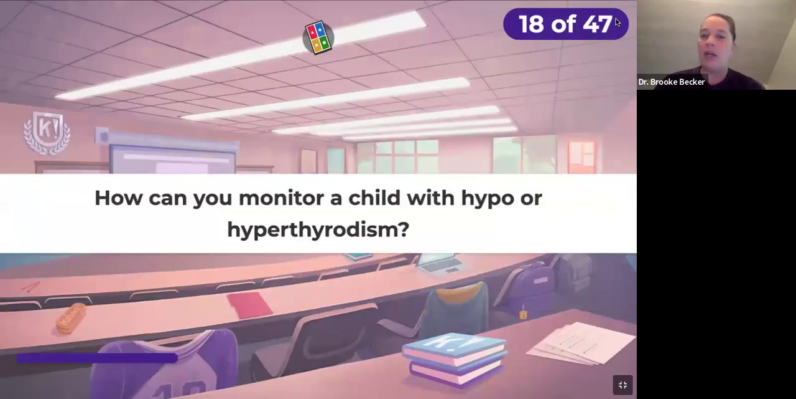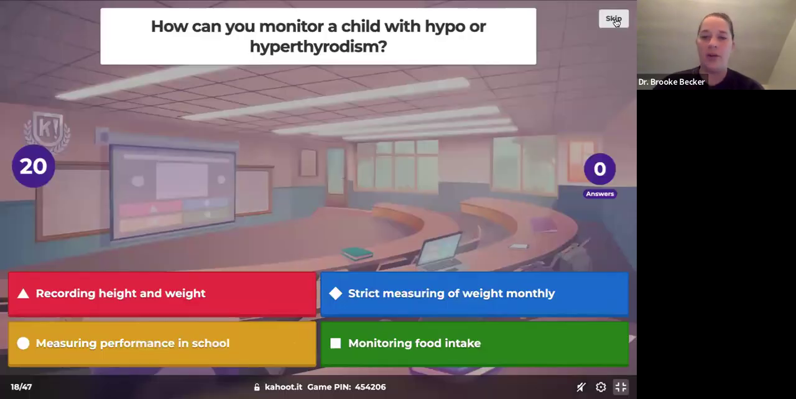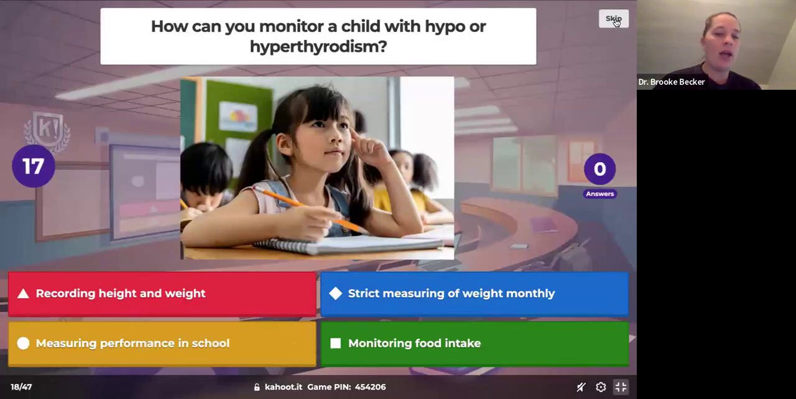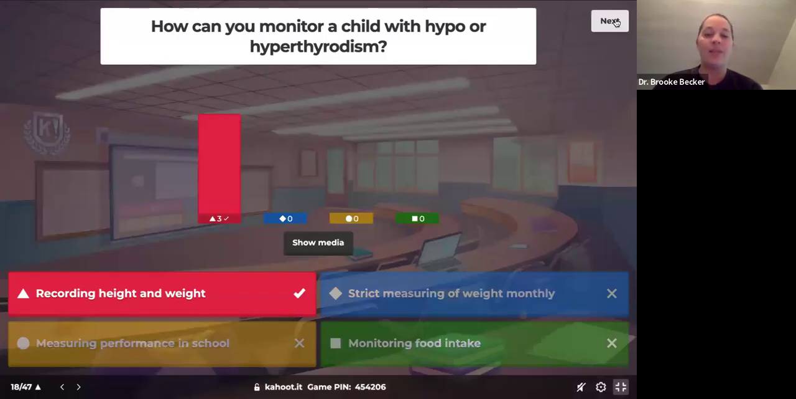How can you monitor a child with hypo or hyperthyroidism? Record height and weight, strict measuring of weight monthly, measuring performance in school, monitoring food intake. Yes. Height and weight. Are they growing the way that they need to be? And that's with hyperthyroidism and hypothyroidism both. Good.